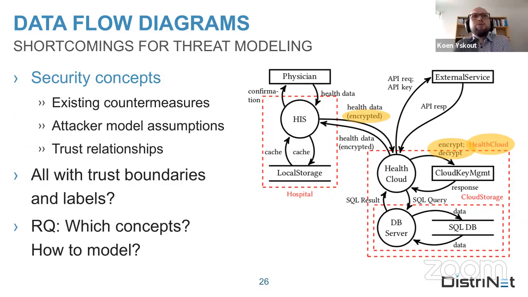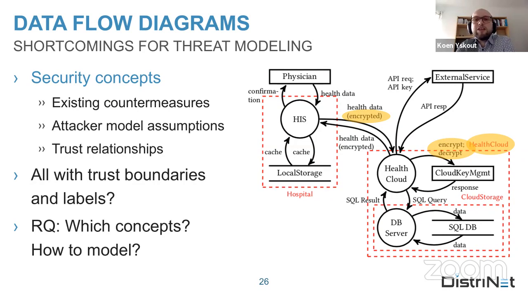So a first one would be the lack of security concepts. A data flow diagram is used for a security analysis, but by itself, it's not security oriented. So one addition that happened already is adding the trust boundaries. But we think that's not enough on the one hand, and on the other hand, we think the trust boundaries are overused and have too many different meanings. So how would you represent security concepts on a data flow diagram?